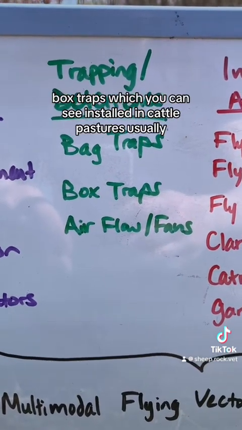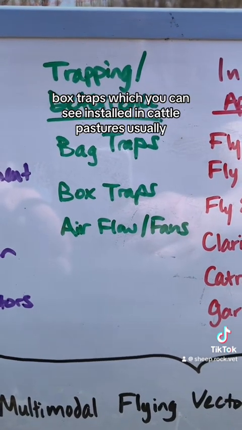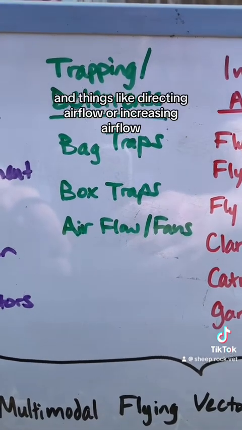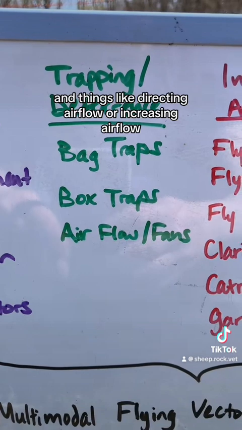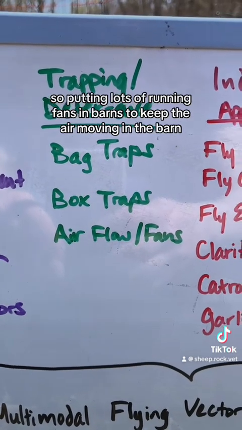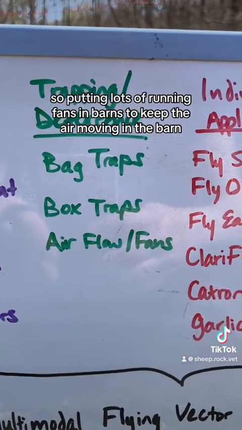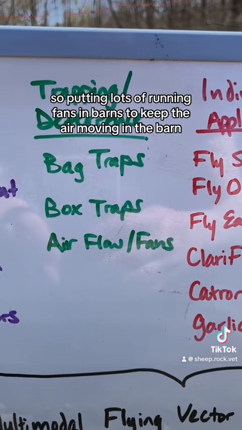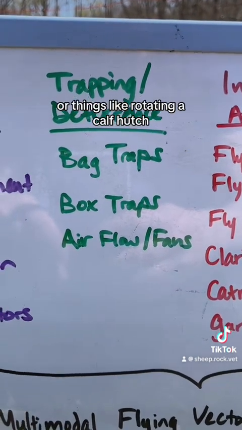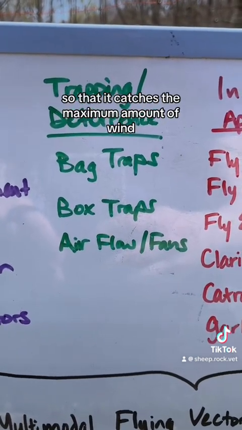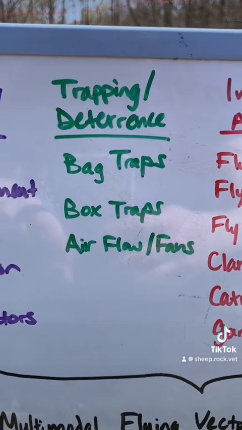In the trapping and deterrence category, we have things like those bag-style ranch traps, box traps, which you can see installed in cattle pastures usually, and things like directing airflow or increasing airflow. So putting lots of running fans in barns to keep the air moving in the barn, or things like rotating a calf hutch so that it catches the maximum amount of wind.